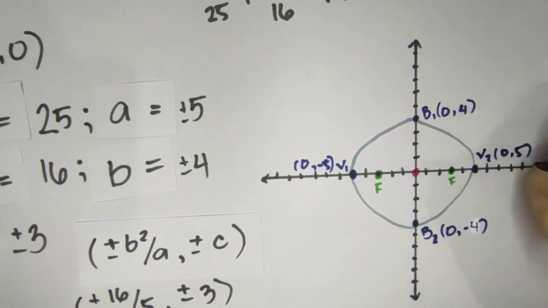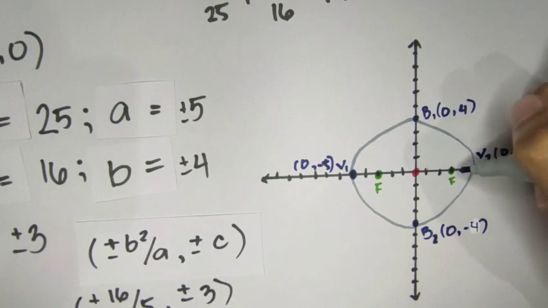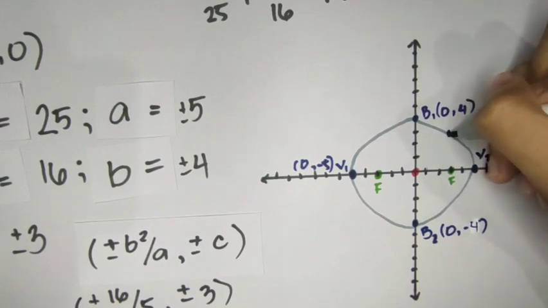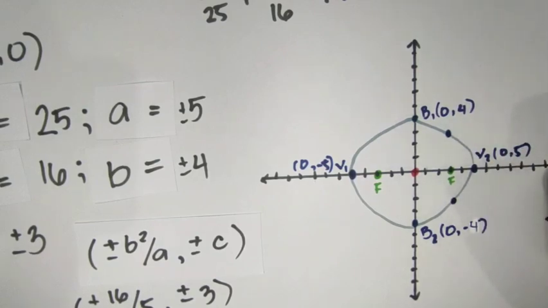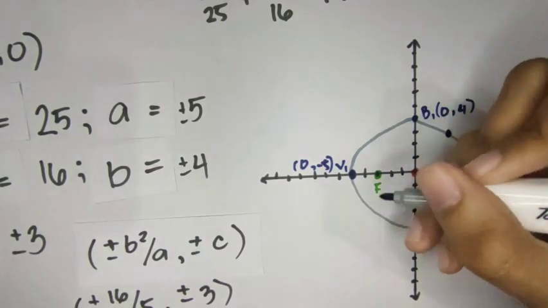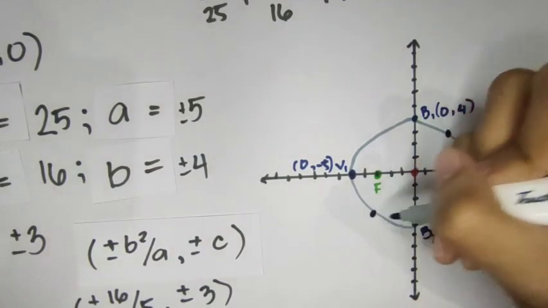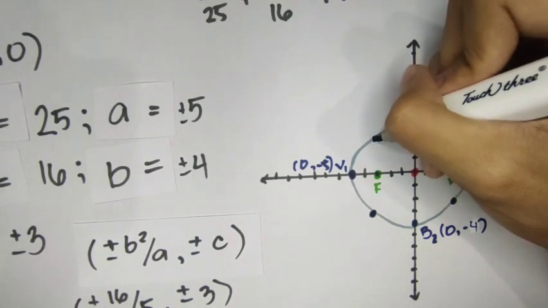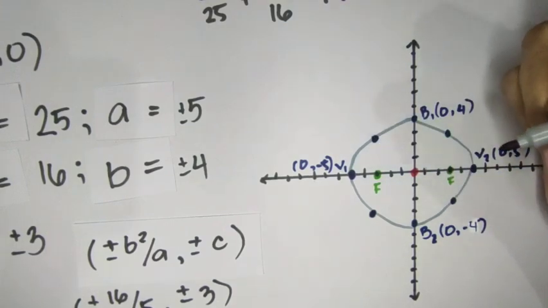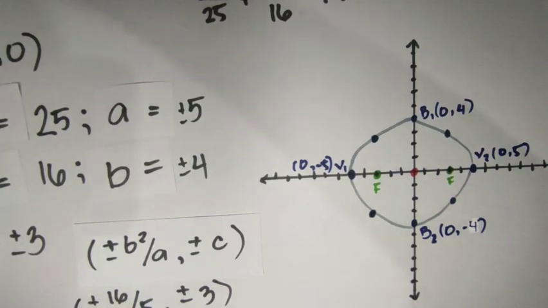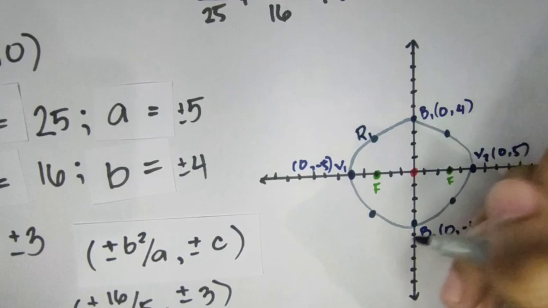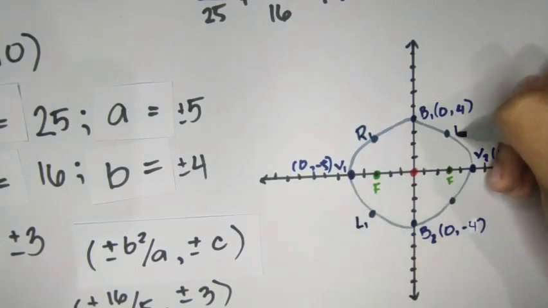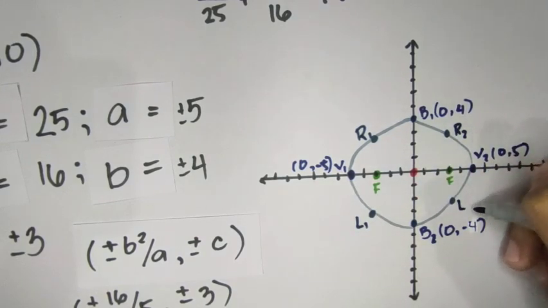So, positive 16 over 5 and positive 3, which would be right up here. Positive 16 over 5, negative 3. Negative 16 over 5, negative 3. And negative 16 over 5 and positive 3. So this point would be our R1. This is L1, R2, and L2.